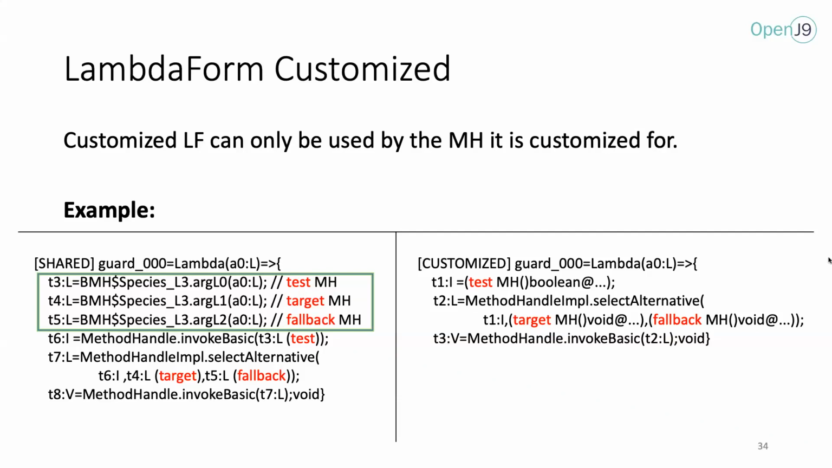The shareable expressions are shown in the rectangle box, and in the customized version, those shared expressions have been removed, and the MethodHandle is no longer able to vary those test, target, and fallback parameters. Those things are hard-coded in the customized versions, which makes it unshareable. And the remaining operations are pretty much identical to what the guard MethodHandle needs to do during invocation.